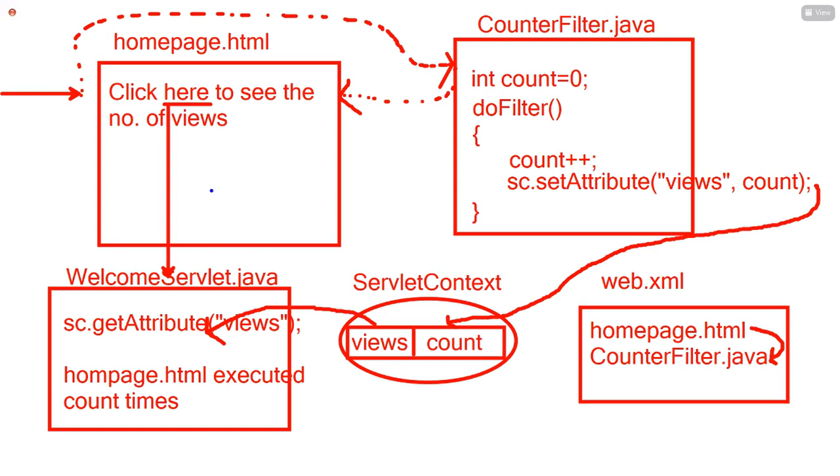First, which program is executed, filter or HTML or servlet? Filter is executed first. But first control comes to HTML. Control is diverted through XML, declaratively inserted filter.